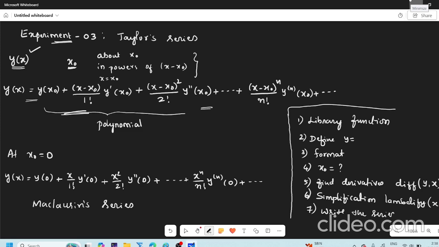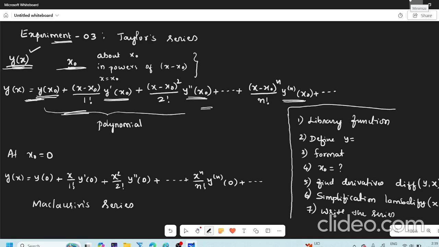These are the steps you have to follow to write the Python code for the given function. See here also, if you wish to find the Taylor series expansion of the function, first you have to look into what is the function. Then you have to look into the point at which we need to obtain the Taylor series expansion. Then you have to find these derivatives y of x naught, y dash of x naught, y double dash of x naught, y triple dash of x naught, depending on the problem statement. You have to find the derivatives. After finding the derivatives, you have to simplify it.